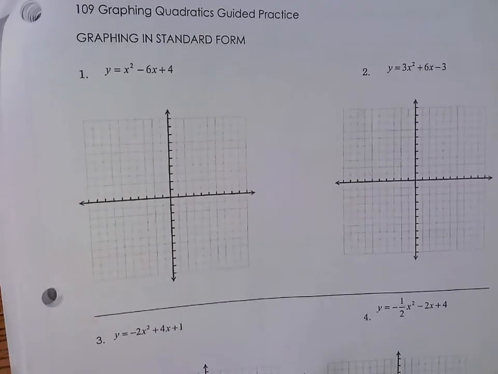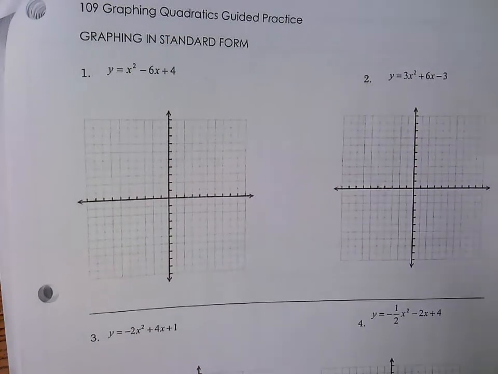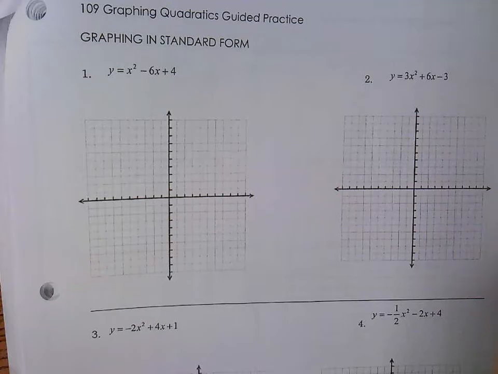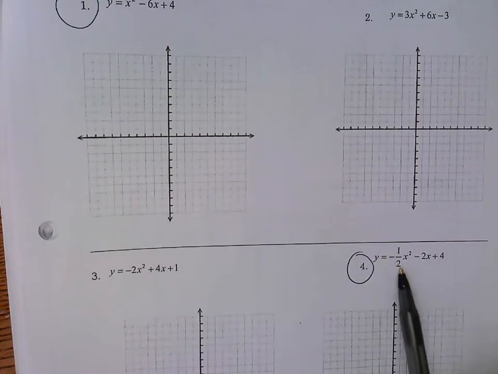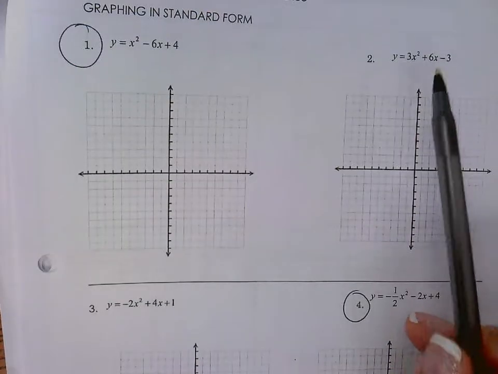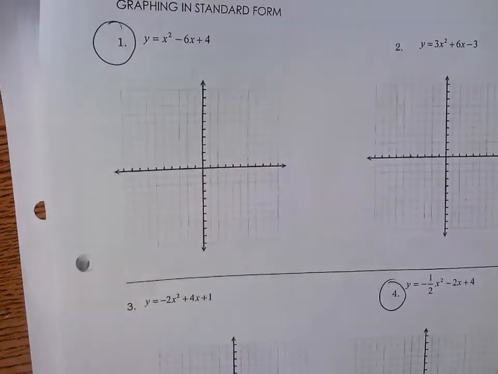So let's do number 1 together, or maybe I'll do 1 and 4 with you, because I don't like the 1/2 as the a value. And then you can try 2 and 3 for standard form. I think the rest will go quicker. Standard form is just the hardest.